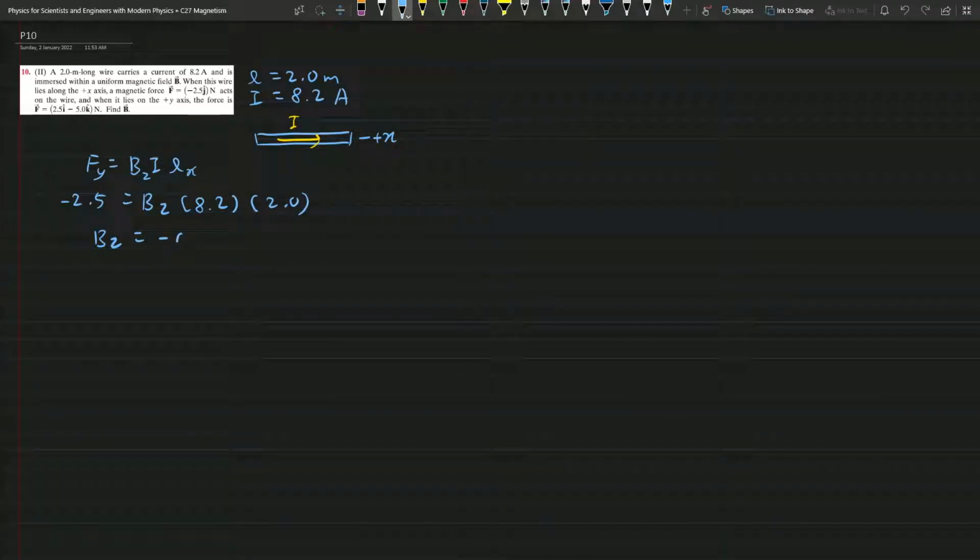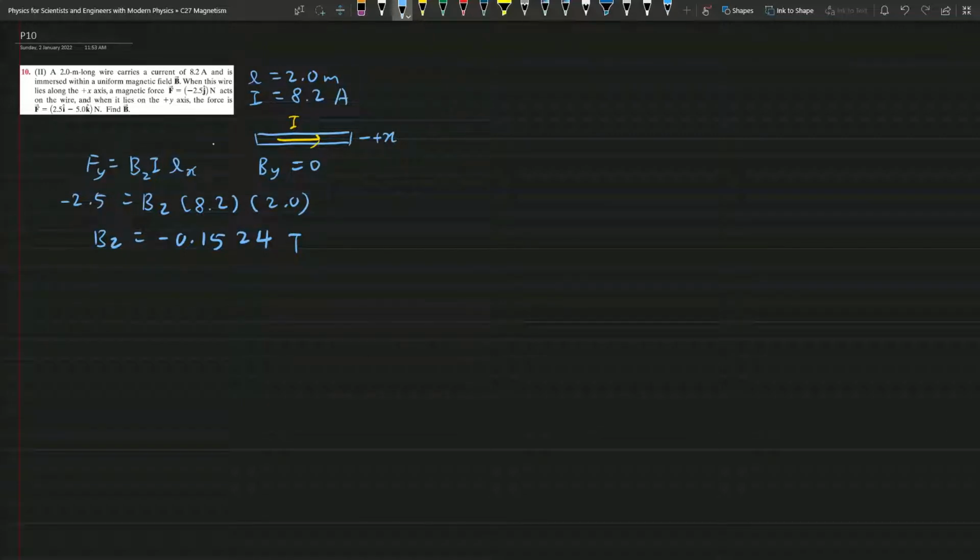This is negative 0.1524 Tesla. And in this case, you can see this F only has the y component. Actually, that means the By will equal 0. Otherwise, the force will have more than the y component.